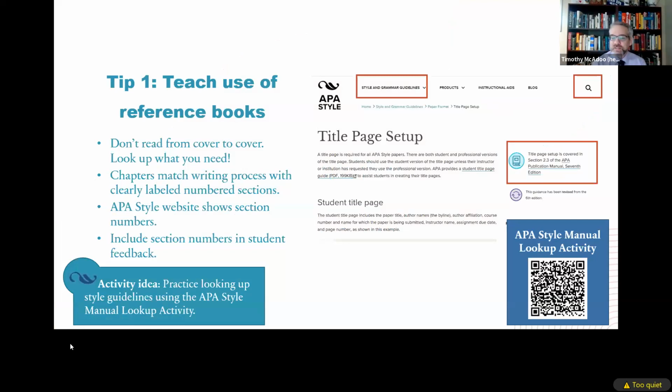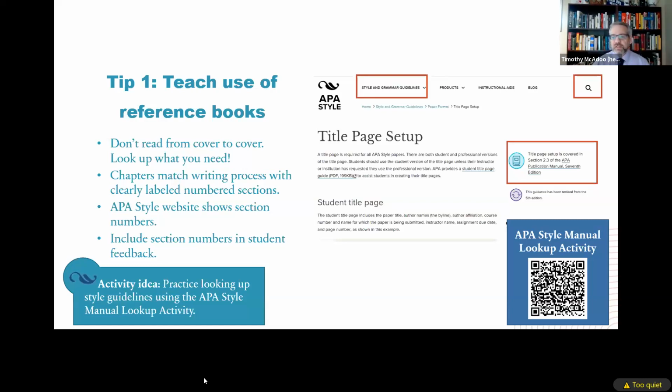Our first tip is to teach the use of reference books, which I'm sure you already do. Your students are familiar with dictionaries and encyclopedias being reference books that they use when they need them. At the point of need, you look up what you need when you need it. And that's how we use the publication manual as well, and the concise guide. So we recommend that approach for you and your students.